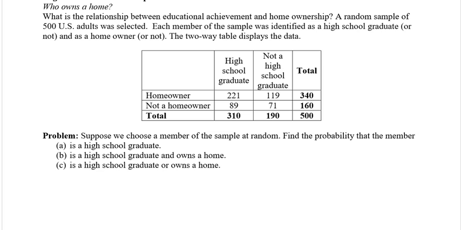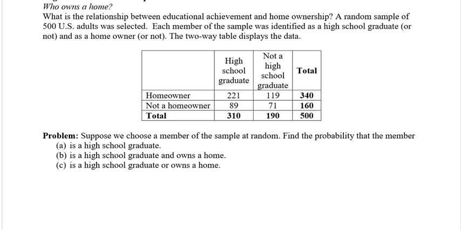Find the probability that the member A is a high school graduate, B is a high school graduate and owns a home, and C is a high school graduate or owns a home. Okay, so I'll give you a second. You can pause the video and determine those probabilities and then come back.